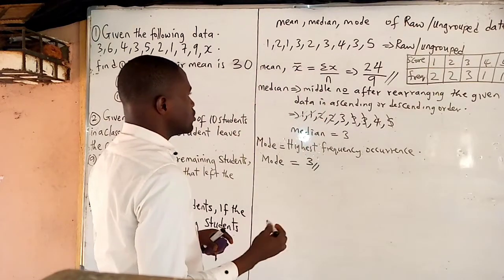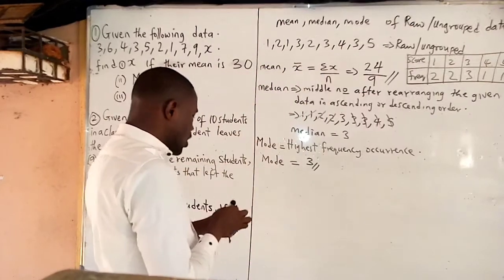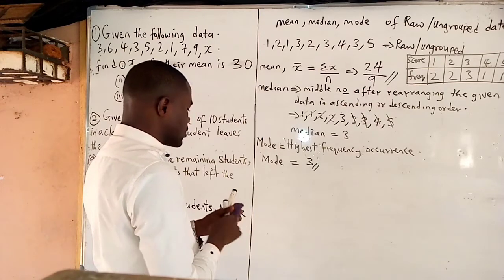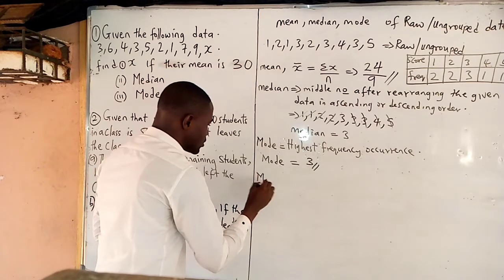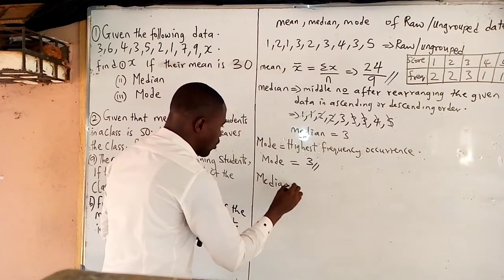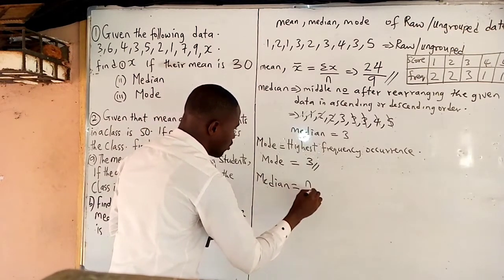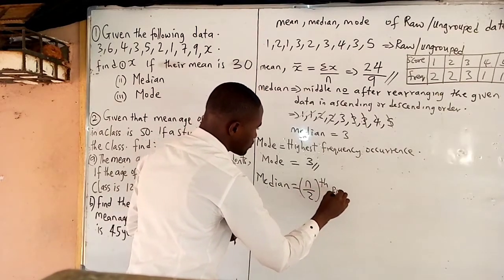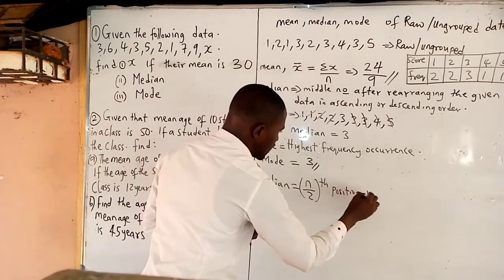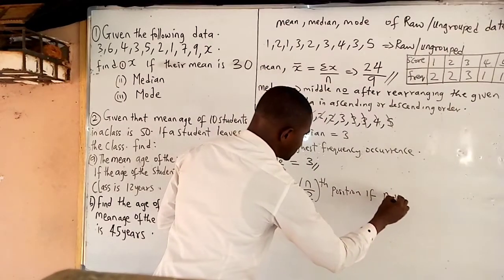Do you know that another way of getting the median of a raw data is by saying, median equals, I will get my n over 2 position if n is even.